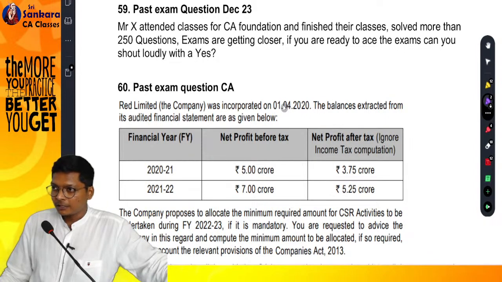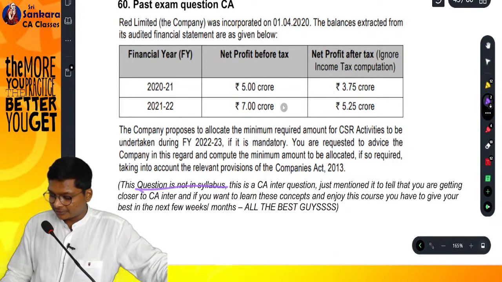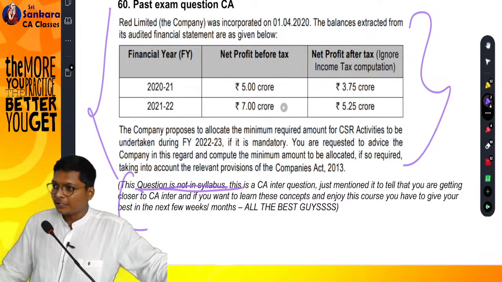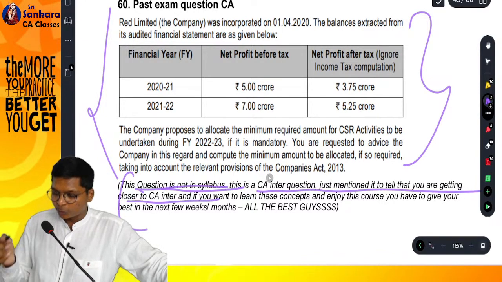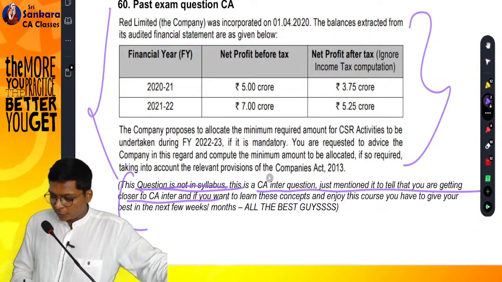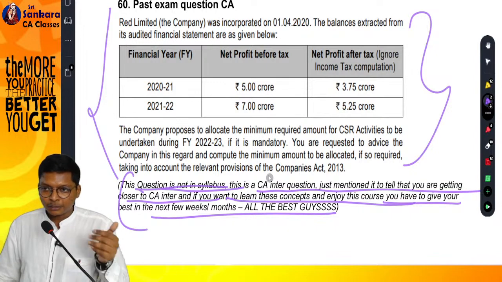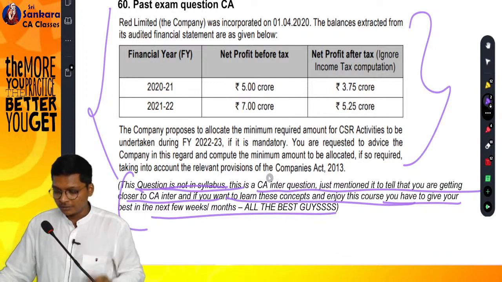This we will solve after 6 months, once you enter CA Inter. The 60th question is not part of your syllabus. I gave a note earlier that this question is not in the syllabus. It's a CA Inter question. Just mention that you're telling closer to CA Inter. If you want to learn these concepts, enjoy the course, give your best for the next few weeks or months, and you will be done with your foundation. Last two questions over. That's it, guys.